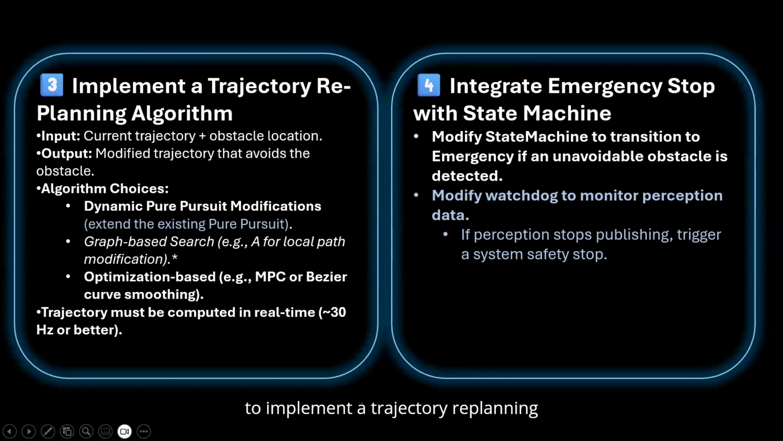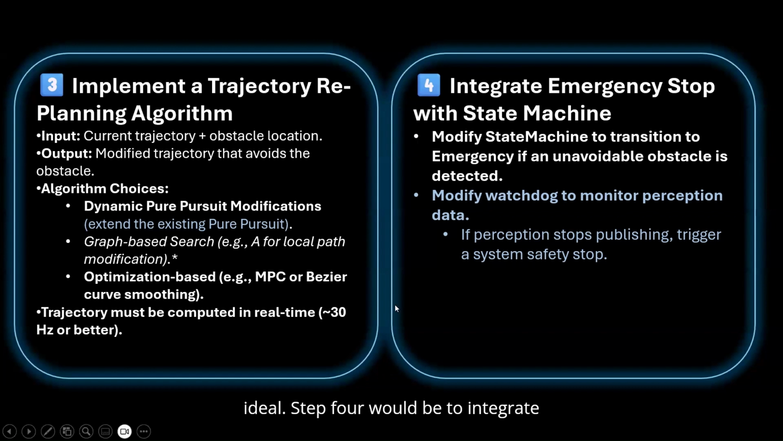Step three would be to implement a trajectory replanning algorithm. The input to this would be the current trajectory and the obstacle location. The output would be a modified trajectory that avoids the obstacle. So, there's currently a bunch of algorithm choices. I was told about the pure pursuit controller, which is the GPS waypoint following. That's what we have. So we could just make some sort of dynamic pure pursuit modifications. We could do some sort of graph-based search, depending on how much computing power we have, and maybe some sort of optimization-based planning. The trajectory has to be computed in real time, and we're setting a goal of maybe 30 hertz or better would be ideal.